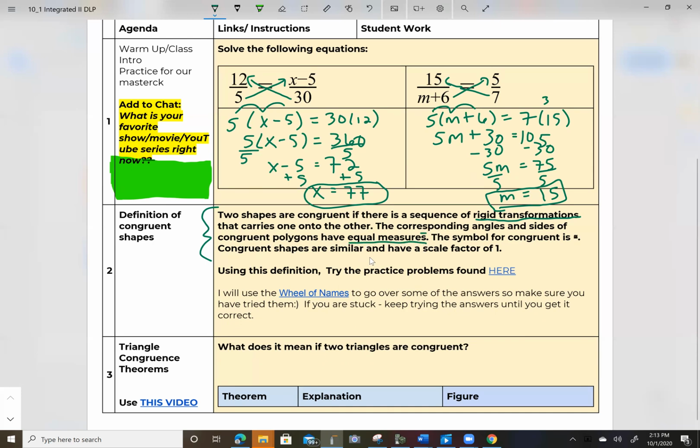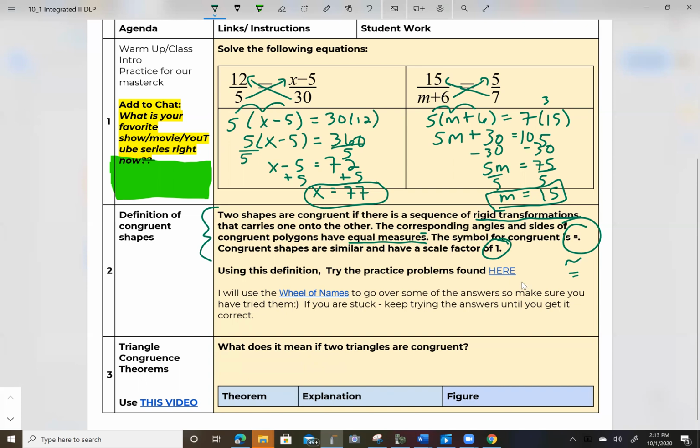They're exactly the same. The symbol for congruence is an equal sign with like a tilde on top, which means they're exactly the same. Congruent shapes are similar if they have a scale factor of 1, which means they're the same size. I think what we learned before in 7th grade is you could have a bigger scale factor if you had a shape that was similar to another figure with a scale factor of 2. That means one of the shapes would be twice as big, right? But congruent shapes are always exactly the same.